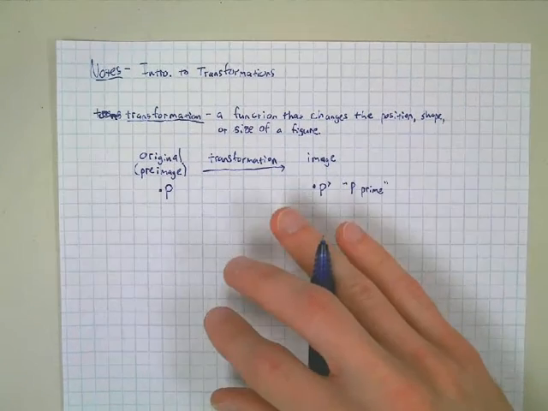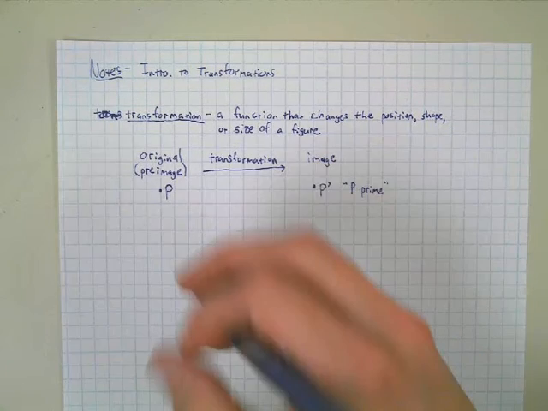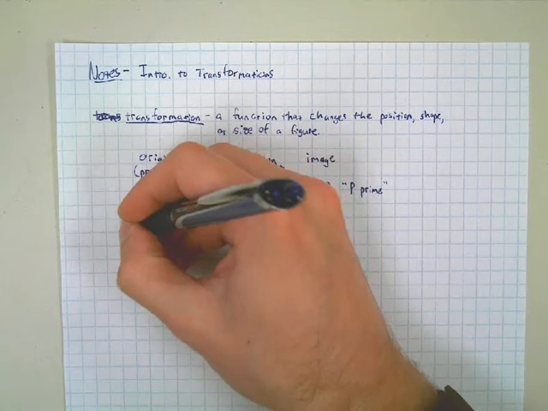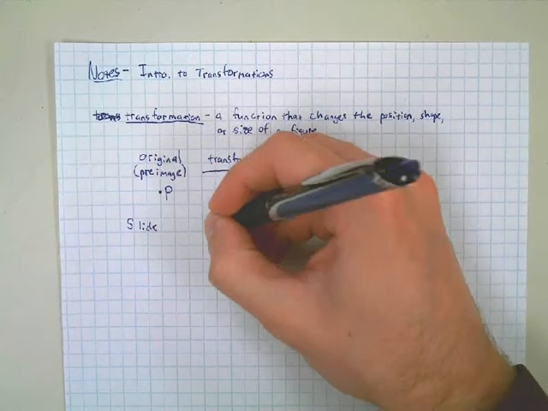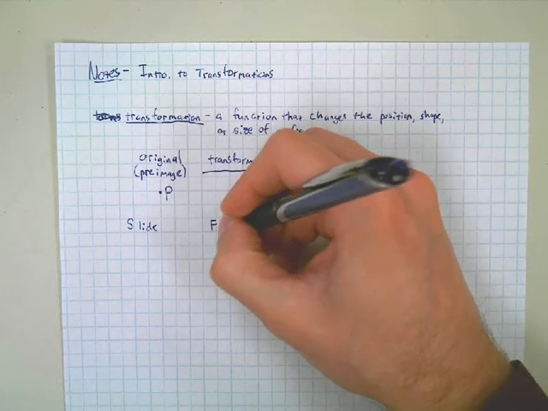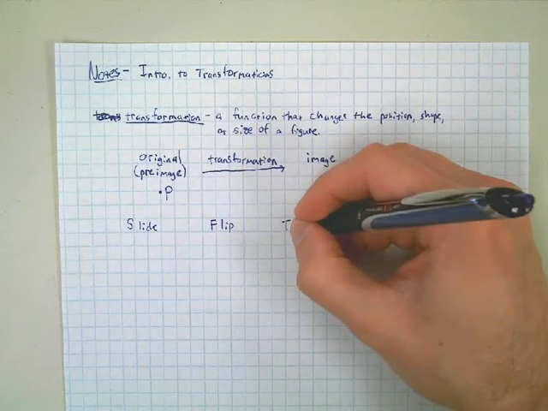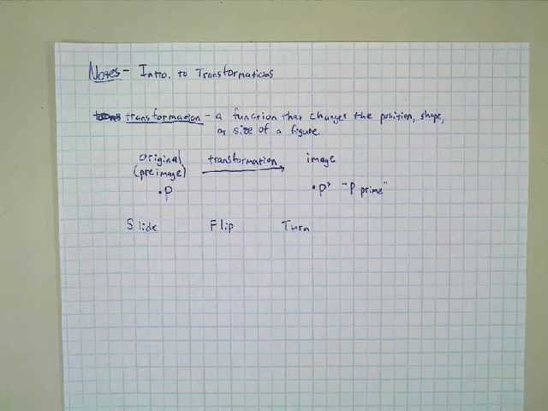Now there are 3 main ones you guys learned about in elementary school, have known since elementary school, right? So we have the slide, we have the flip, and you have the turn.